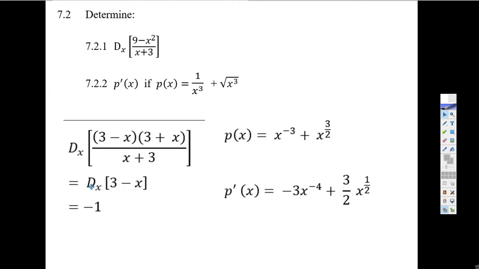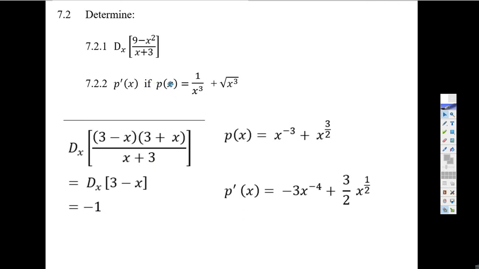But anyways, the derivative with respect to x of 3 minus x: the 3 is a constant, so it's 0. But the derivative of minus x, 1 times minus 1, is just minus 1. So that's the derivative, minus 1.